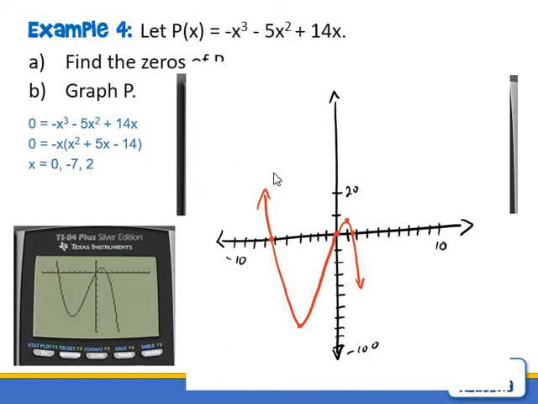And so we plot the points that we know. We got the x-intercepts, 0, 2, and negative 7. And I drew that. Sorry, they're off just slightly because I was drawing it with an iPad, but they should be right on the numbers.